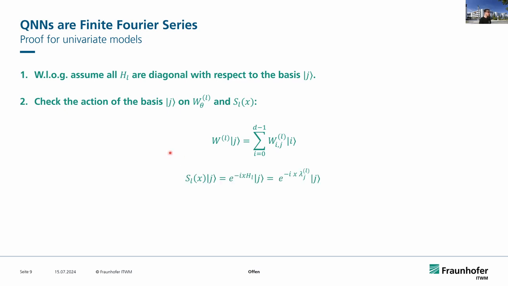You get the sum iterating over all basis vectors, and then you get the matrix entries here. More interesting is the action of your data encoding on the basis vectors. By definition, we assume that our data encoding has this shape. And now we made the assumption that H is diagonal. If it's diagonal, then this is an eigenvector, and this is the eigenvalue, where lambda_j is the eigenvalue of H_l corresponding to the basis vector j. So you get an intuition of where the Fourier terms come from.